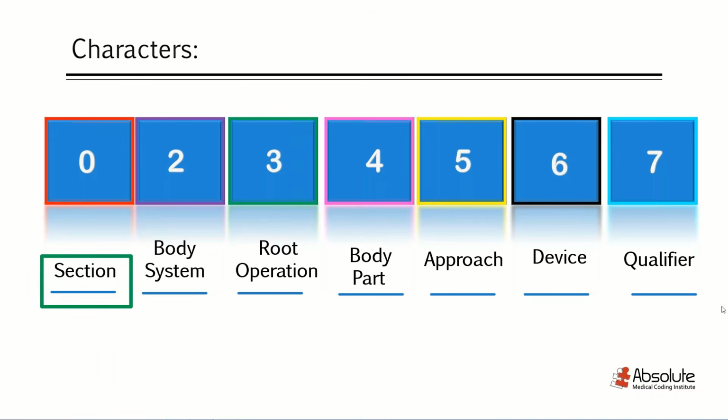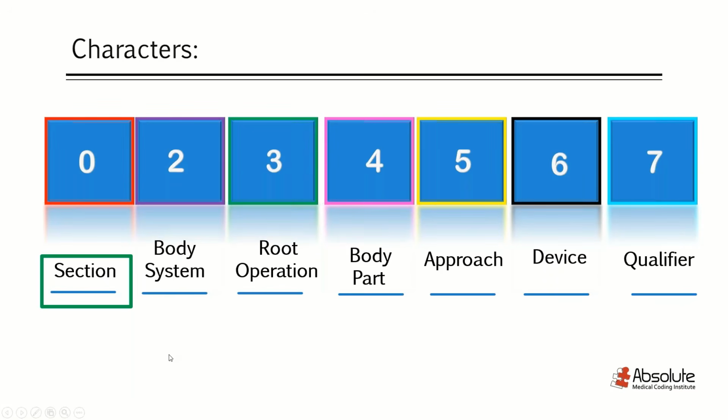Before I tell you about the section, I just want to mention that you've got 7 character spaces. The first is your section. The second is the body system. Third is the root operation. Fourth, your body part. Fifth is your approach. Sixth, device. And seventh is qualifier. Now I can talk to you about the section and define it a little more for you.